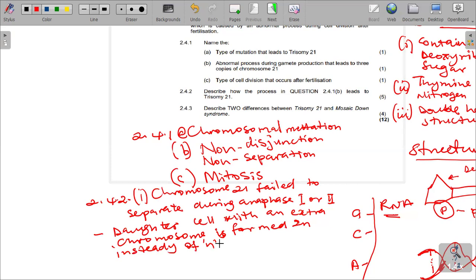Chromosome is formed, which is 2N instead of N. So in that regard, we are saying fusion of the gamete with normal chromosomes results in a zygote with extra chromosomes.